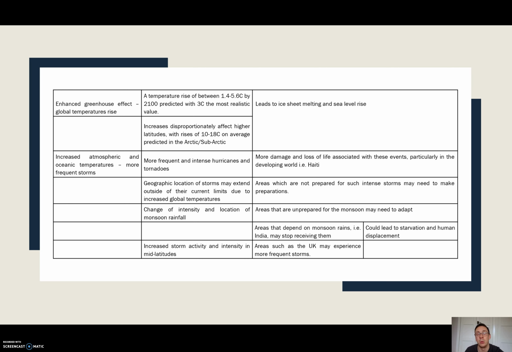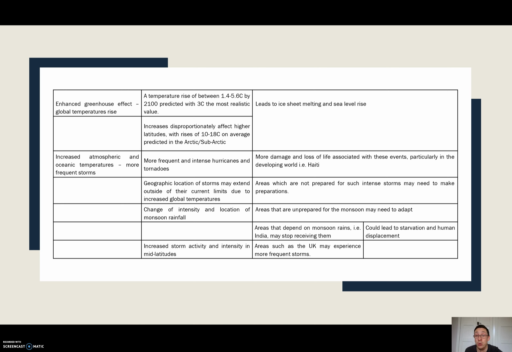Particularly areas in the developing world like Haiti are seeing more frequent and more devastating hurricanes than they used to experience. And this has a more pronounced impact on that nation. It can't develop as quickly. It can't provide for its citizens as much as it otherwise would be able to.